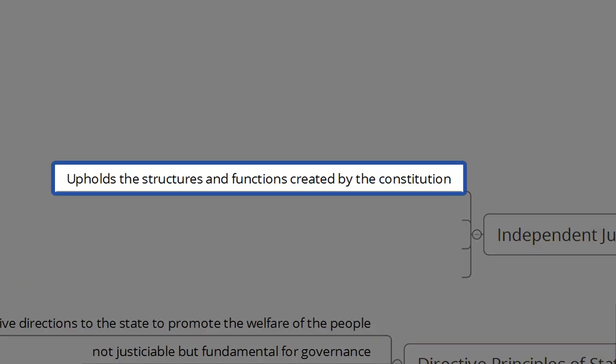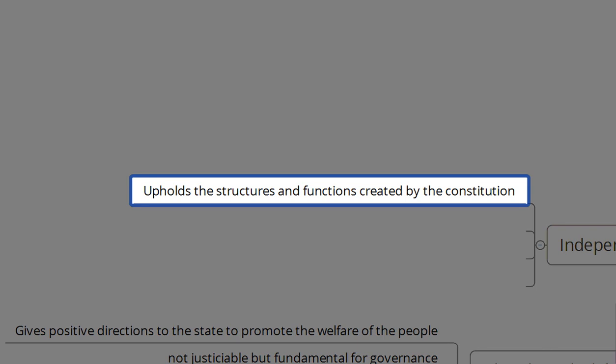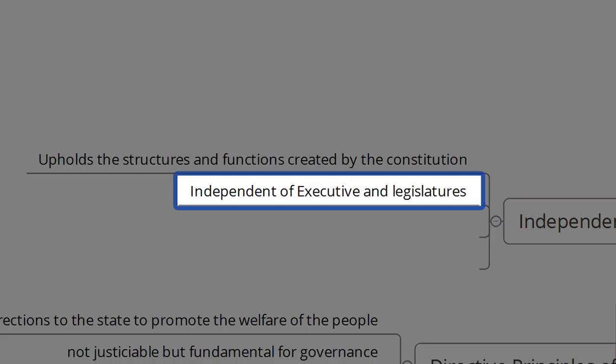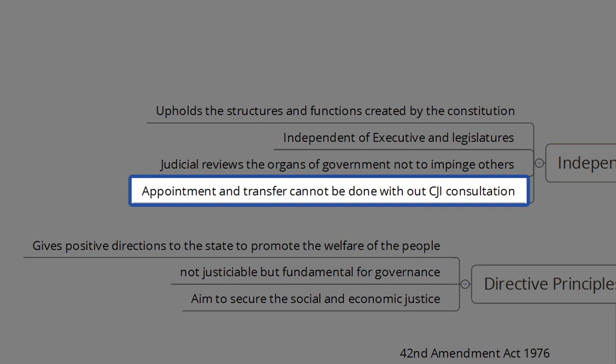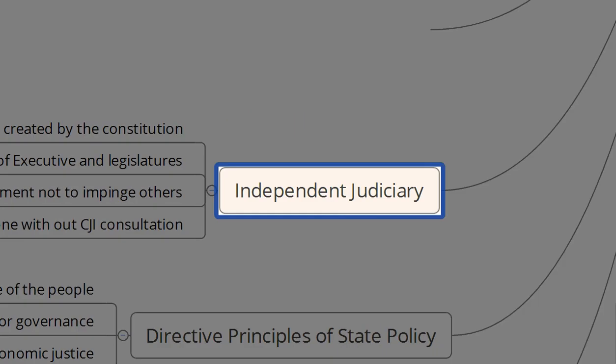And then we have the independent judiciary, which is responsible for upholding the structures and the functions of the various organs created by the constitution. It is also independent of the executive organ as well as the legislative organ of the government. The judicial review aspect of our judiciary ensures that the other organs of the government, particularly the legislature and the executive, do not impinge into the spheres or the powers of the other organs. Also, the appointment and the transfer of judges cannot be done without the consultation of the Chief Justice of India. Hence, it is rightly said that our judiciary is independent.